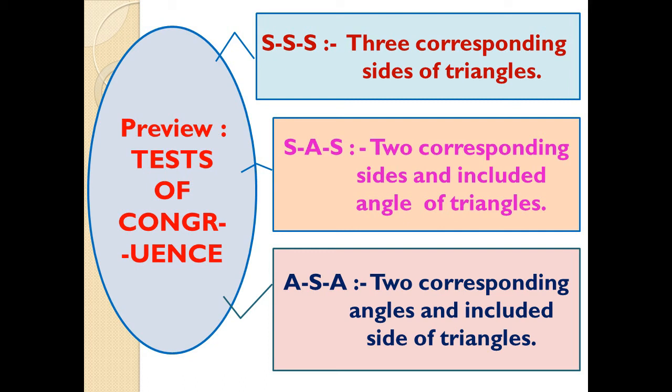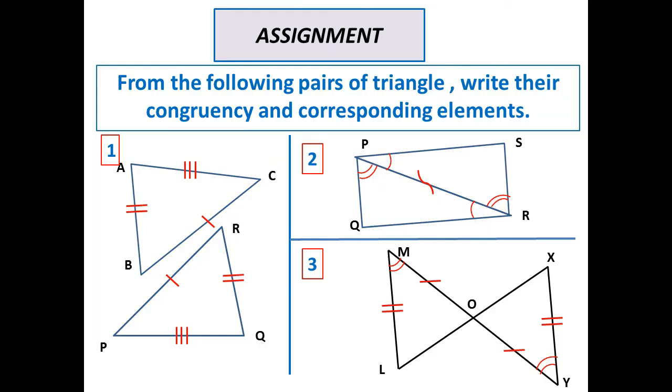Well student, I hope you got this knowledge about these tests. Now it is time for an assignment. Let's solve these three examples here. From the following pairs of triangles, write their congruency and corresponding elements. Their corresponding elements are shown by their indicators, and you have to write the proof of this, and you have to write their corresponding elements also.